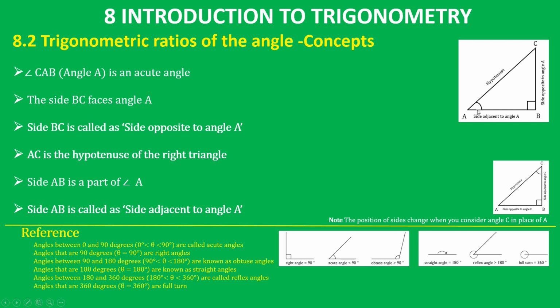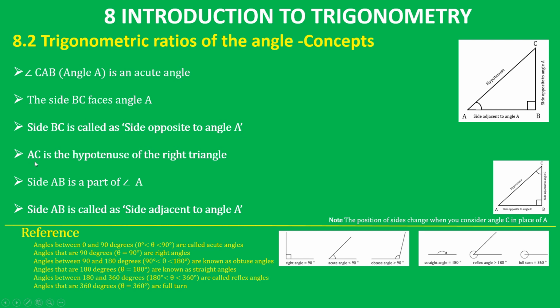Now, angle A is an acute angle, angle B is a right angle, which is 90 degrees. Angle C is how much? 90 minus this acute angle is nothing but angle C. We will concentrate on this diagram and consider angle A. The side BC faces angle A. Can you see this side BC? This side BC is facing this angle A. That is why we call it the side opposite to angle A. Side BC is called the side opposite to angle A.